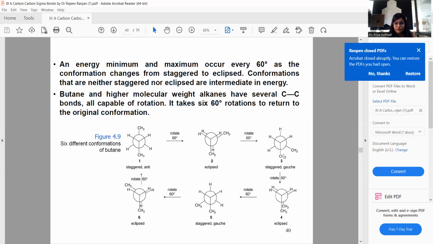The position of the methyl group is in front, which is staggered, and it is known as the Gauche form, because one methyl group is farther away from the other methyl. Next, again rotating by 60 degrees, the methyl groups are eclipsed and overlap each other, having a dihedral angle of 0 degrees. Rotating further from the eclipsed form, it is converted into a staggered Gauche form. With a final rotation of 60 degrees, the staggered Gauche form is converted into the purely eclipsed form. These are the Newman projection formulas of butane.